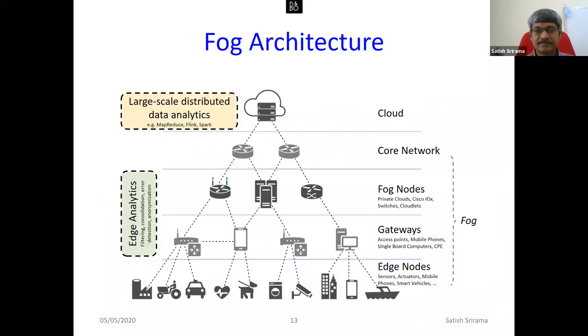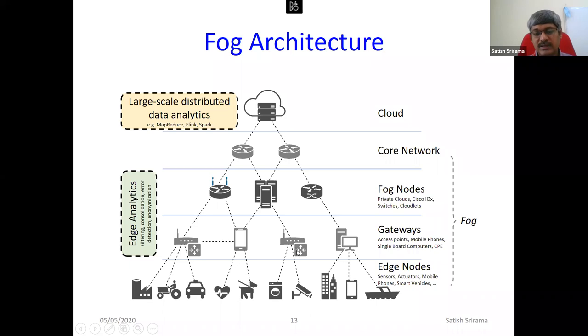Very interesting applications. For the remaining discussion of this talk, this is the fog architecture I will assume. At the core level are edge nodes, or edge devices, the things from where we collect sensor information and put it at different gateways. A Raspberry Pi can be a gateway. Say you are collecting sensor information from an Arduino board, and it is collected at the Raspberry Pi, which acts as a gateway.